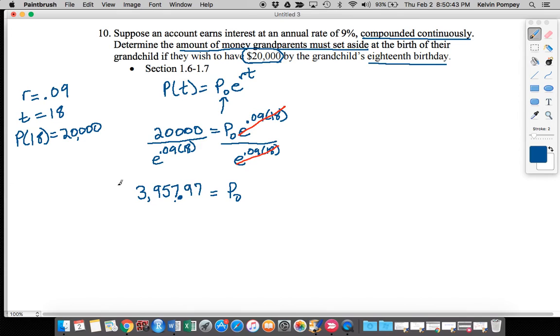$3,957.97. Now, depending on rounding, we might round up to 3,958, but this is what I get to the nearest cent. And so that's how much they should invest. So they probably put like $4,000 in there. And then if they maintain this interest rate for 18 years, their grandchild would have $20,000 in the account. That's amazing. All right. Let's go to the next example.